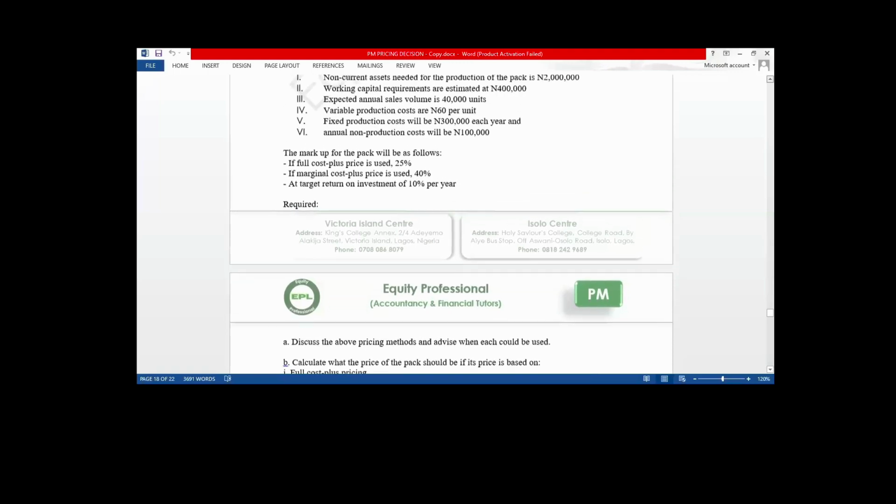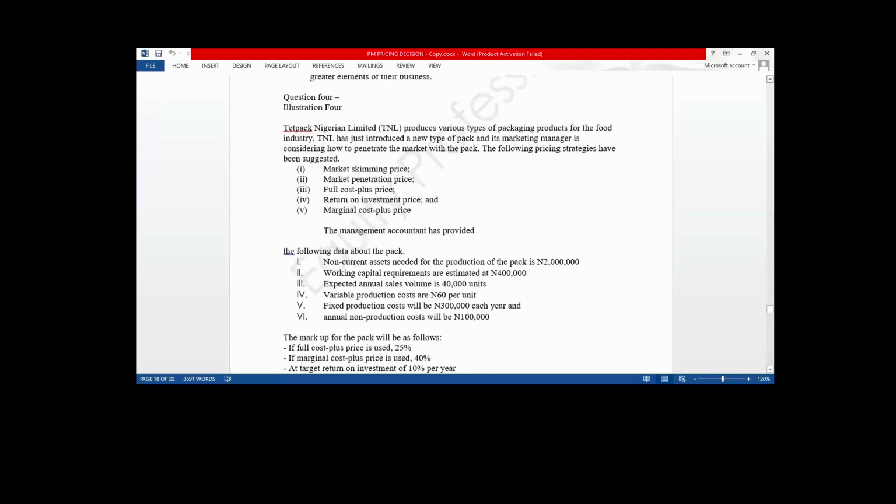Yes, examiner says we should discuss. Explain to us what is market skimming pricing. When can we use this method of pricing strategy? The line is open. Let us discuss. Yes, I want to hear from you.